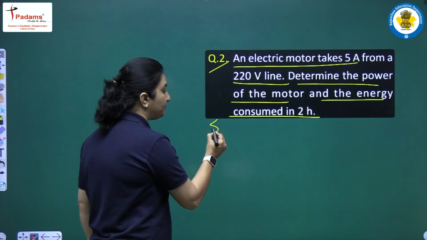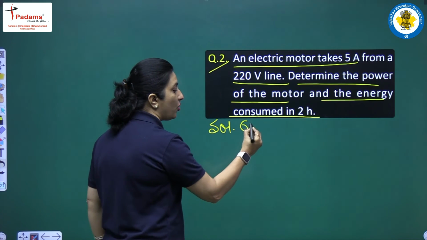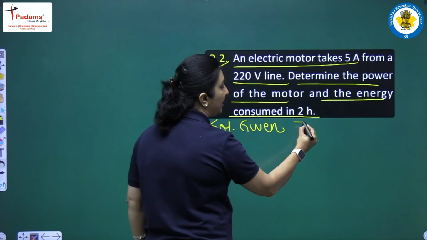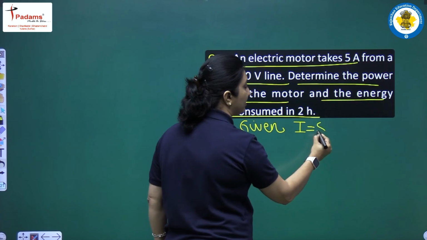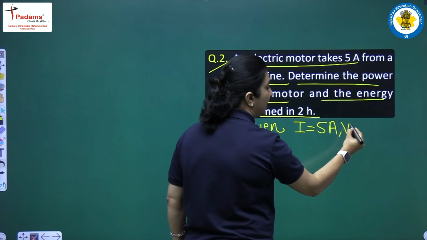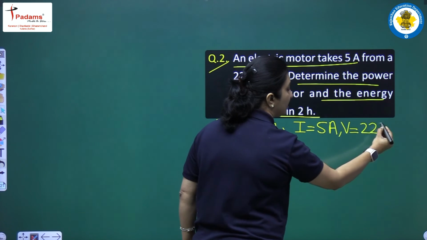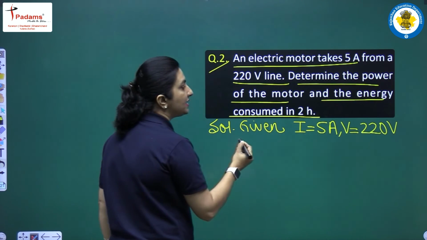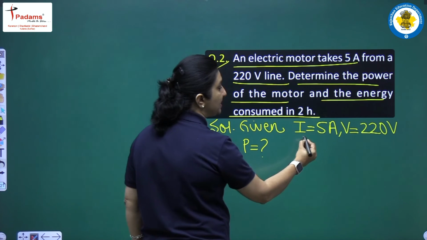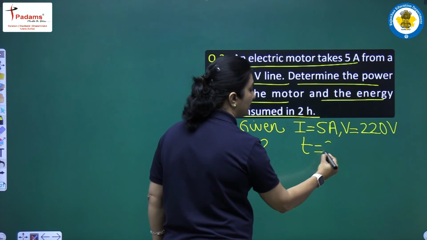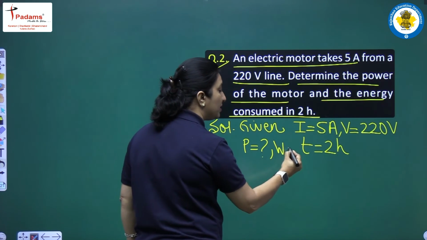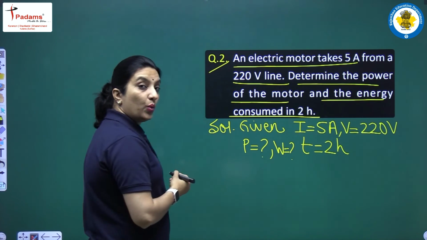सो बिगिन विथ राइटिंग द क्वांटिटीज विच आर गिवन. सो हियर वी आर गिवन दैट द करंट इज 5 amperes, the voltage is 220 volts, and we need to calculate the power when the time is 2 hours. We need to calculate the energy also. Energy means we need to calculate the work done.